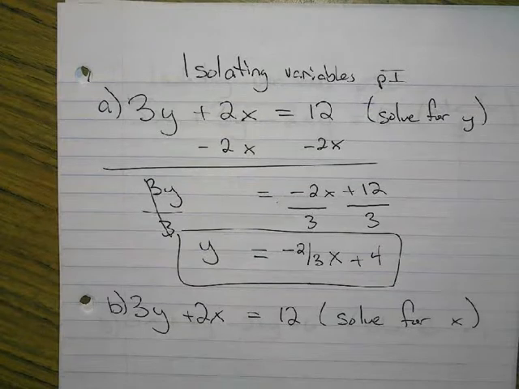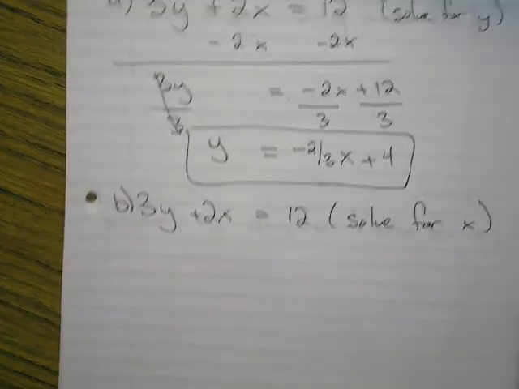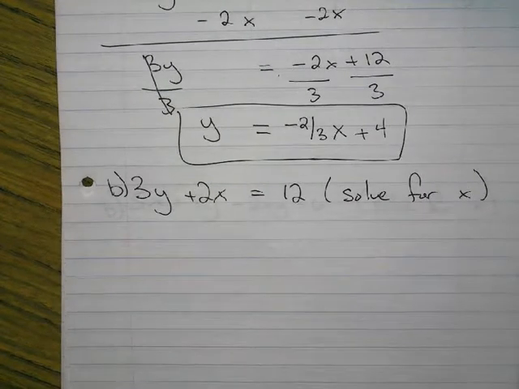All right, so for part B, we're going to take the exact same equation, but this time you're going to give it a whirl on your own. Solve it for y this time. I solved it for x. You try solving it for y. Solving for x means get x by itself. Sorry.